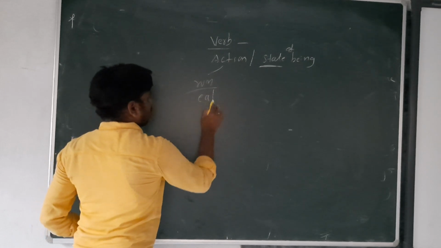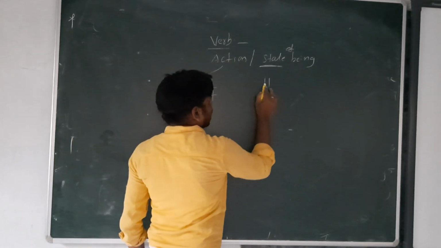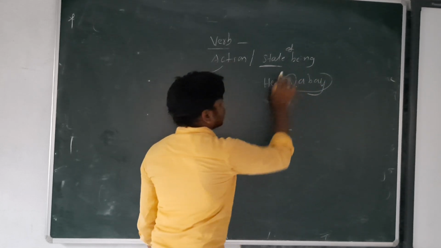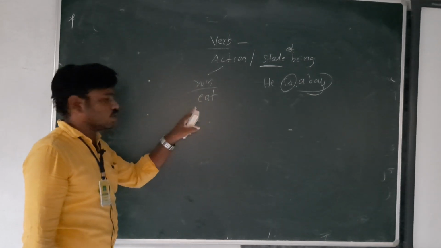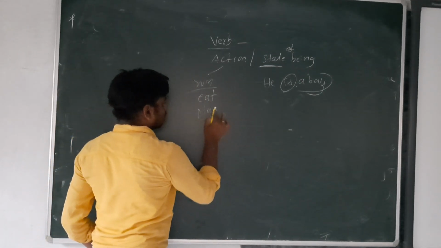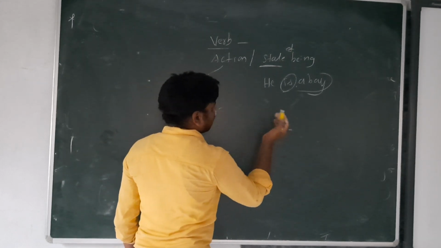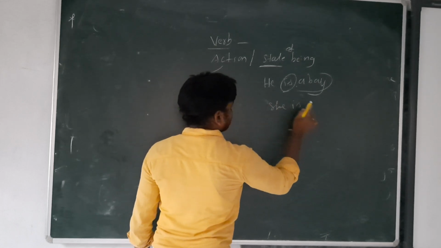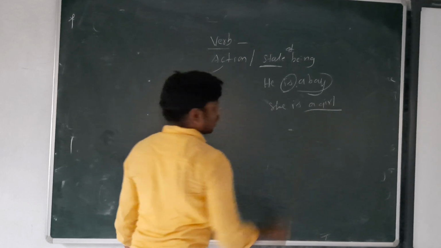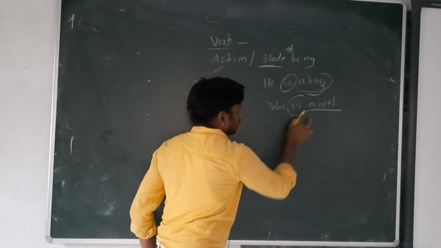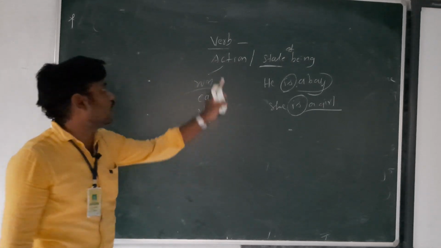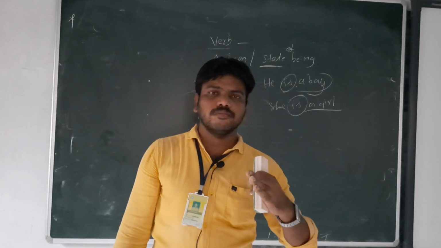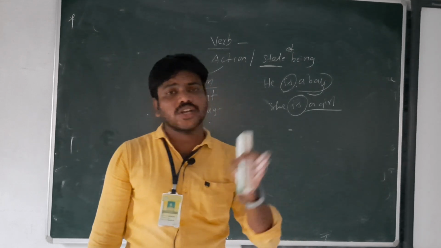And eat. And the state of being: he is a boy. What kind of state is he in? Boy. So here run, eat, play are actions, and here is the state of being. She is a girl. What is the state of being? Is. That is the difference between action and state of being. So a verb describes or refers to an action or a state of being.